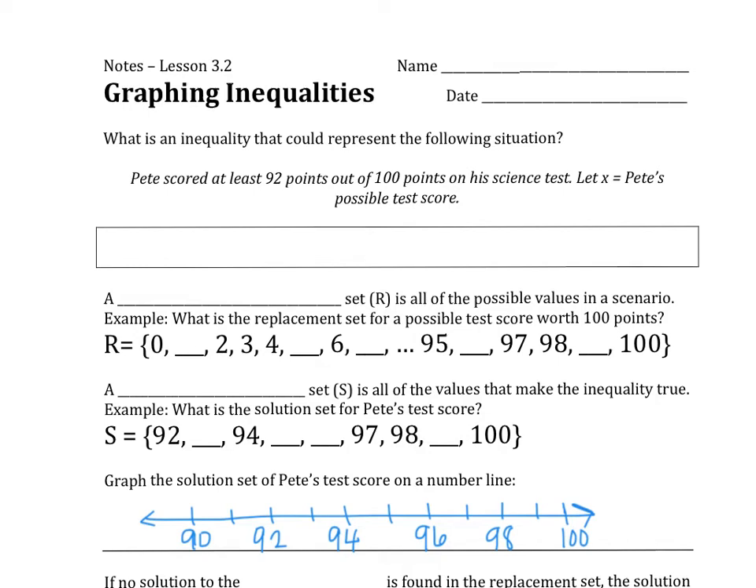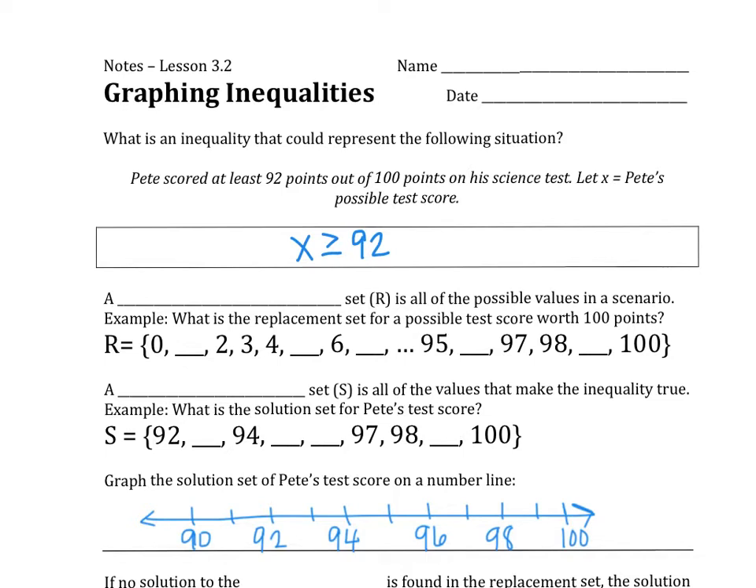Lesson 3.2, Graphing Inequalities. Let's say that we have this situation. Pete scored at least 92 points out of 100 points on his science test. Let X equal Pete's possible test scores. Now, how would we go about demonstrating that as an inequality? If X equals Pete's scores, then Pete's scores are going to be more than or equal to 92.